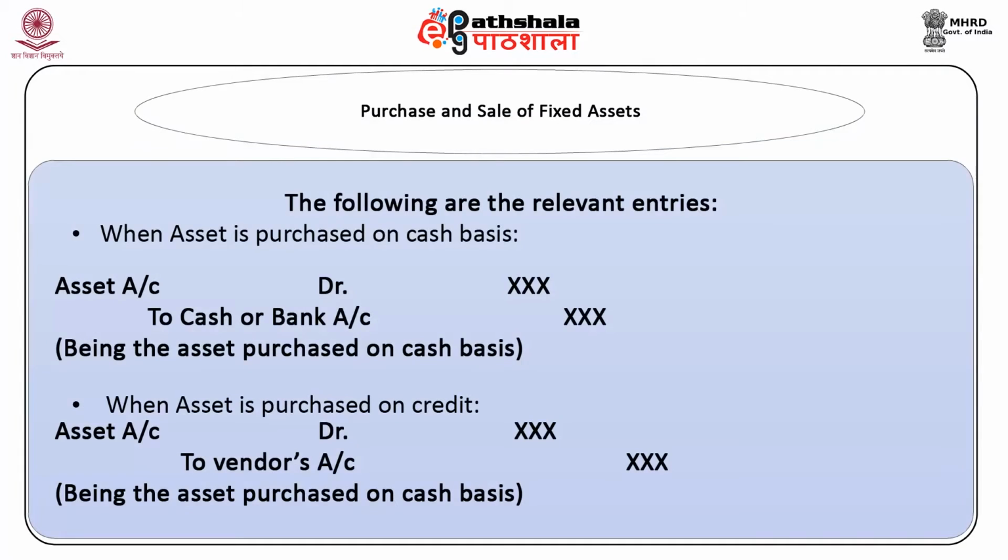The following are the relevant entries. When an asset is purchased on cash basis, asset account debited to credit of cash or bank account, being the asset purchased on cash basis. When an asset is purchased on credit, asset account debited to credit of vendor's account, being the asset purchased on credit basis.